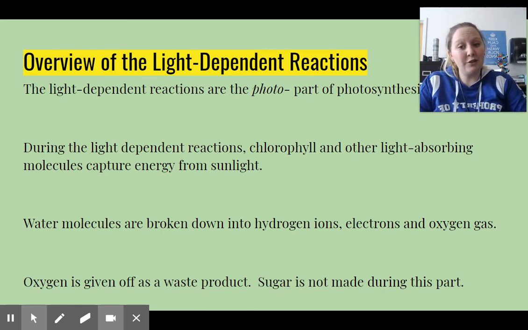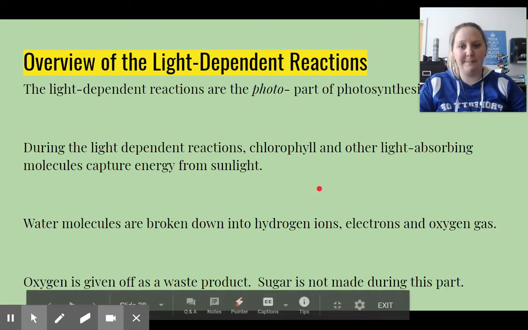During the light-dependent reactions, chlorophyll and other light-absorbing molecules capture energy from the sunlight. Water molecules are broken down into hydrogen ions, electrons, and oxygen gas. Oxygen is given off as a waste product because, much like carbon dioxide is to us, oxygen is toxic to plants in certain amounts. No sugar is made during this process, but we're creating molecules that are needed to produce the sugar.